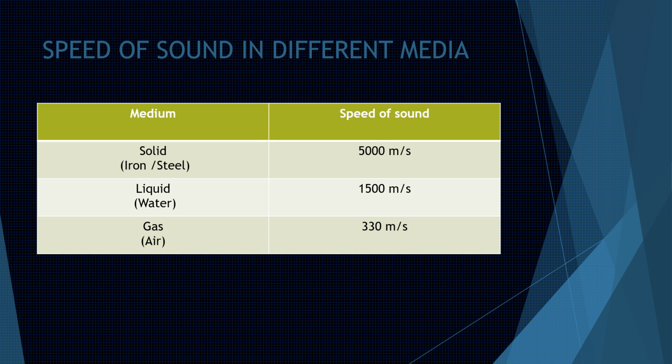The table shows the different speeds of sound in different media. For solid, the speed of sound is 5000 meter per second. In liquid, it is 1500 meter per second, and in gas, it is 330 meter per second. Children, you have to remember the speed of sound in all three different media.